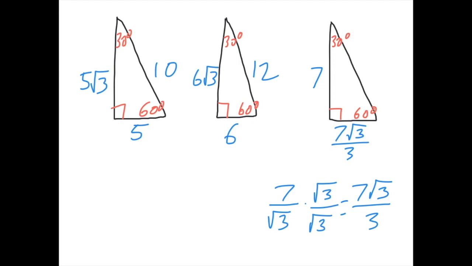Now, to get from the short leg to the hypotenuse, we multiply by 2. It's not that bad. It's just multiplying by 2, so you multiply the top by 2. So it becomes 14 square root of 3 over 3. All we did was multiply the 7 by 2, and that's all you have to do. So that's it for 30, 60, 90 triangles. Let's jump to the other kind of special right triangle.